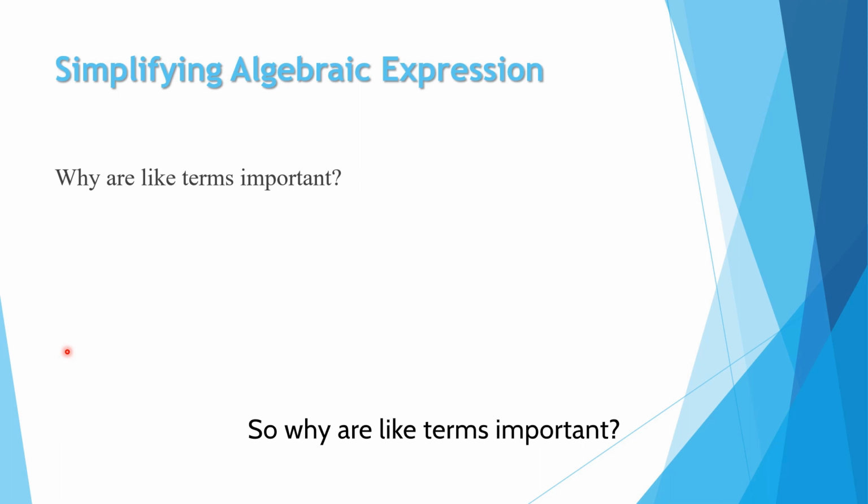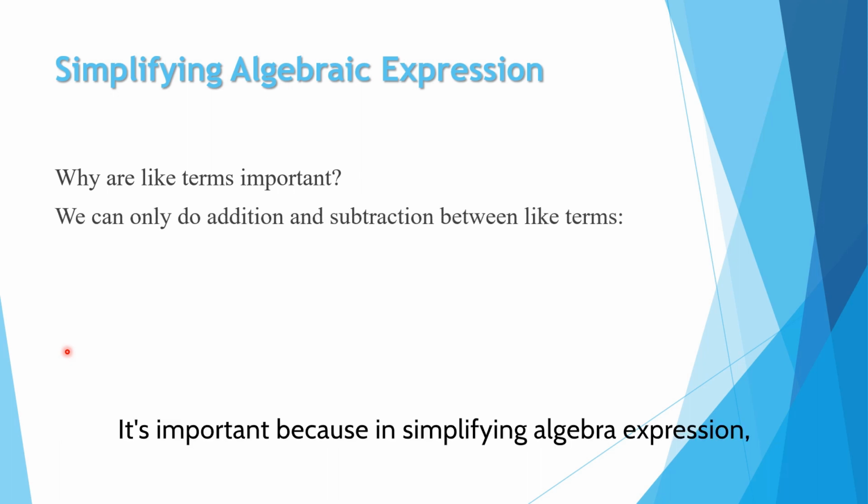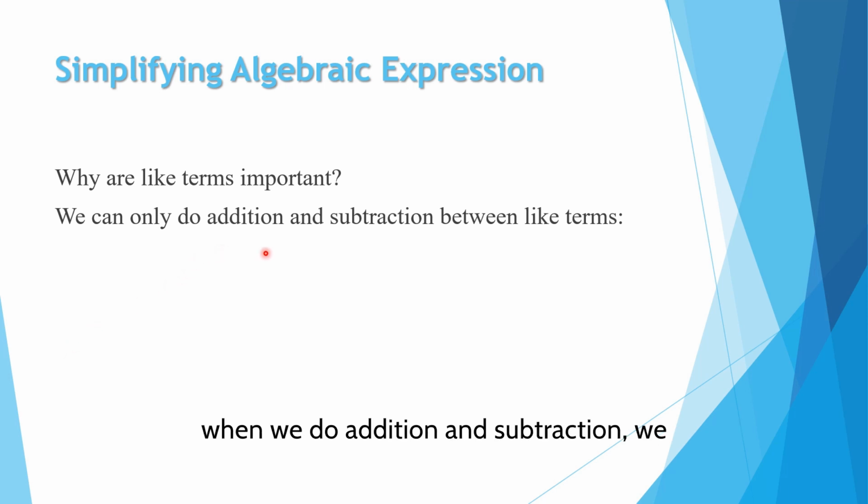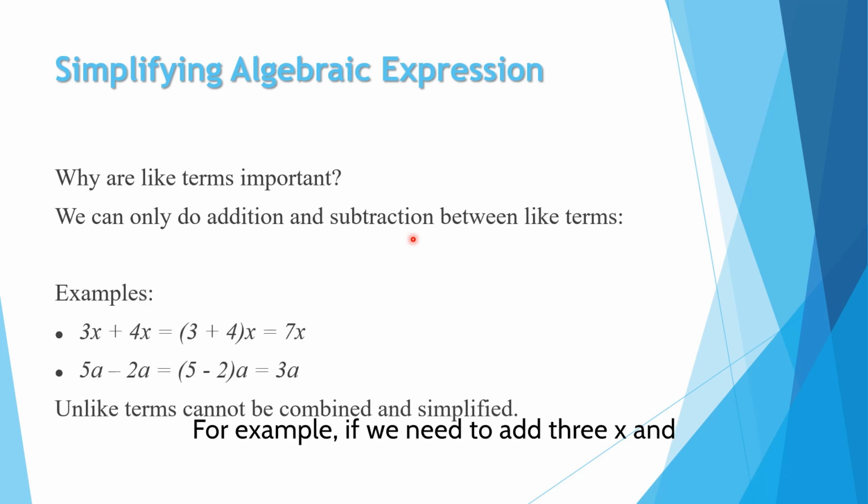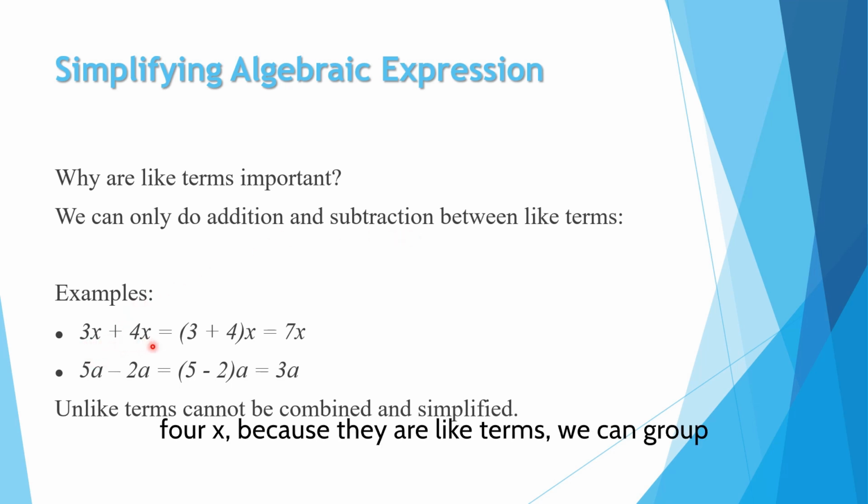So why are like terms important? It's important because in simplified algebra expressions, when we do addition and subtraction, we can only do it between like terms. For example, if we need to add 3x and 4x, because they are like terms, we can group them together as 7x. 5a minus 2a, we can subtract them and it's 3a.